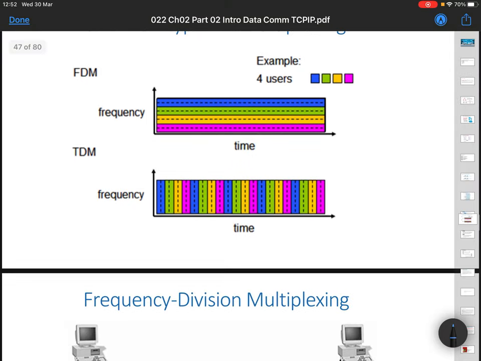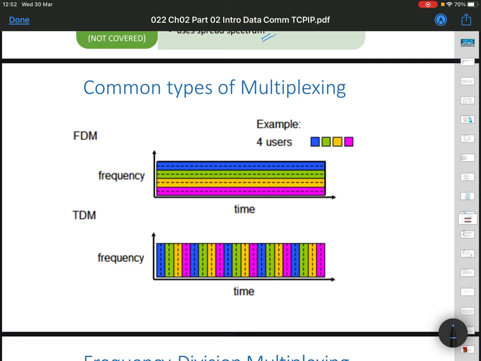Okay, so this is the example of common types of multiplexing. First we have FDM, frequency division, and second is TDM, time division. So if you have time here, for example here we have four signals, different signals. For frequency division, at the same time you have all the signal but sending at different frequency. Okay, for time division multiplexing, each signal has their own time. At each time, there is only one signal. So each signal is sent at their own time.